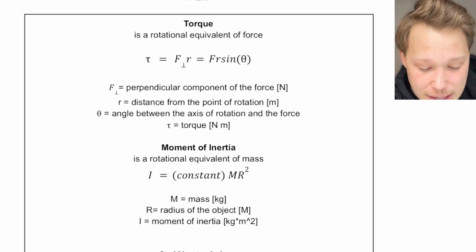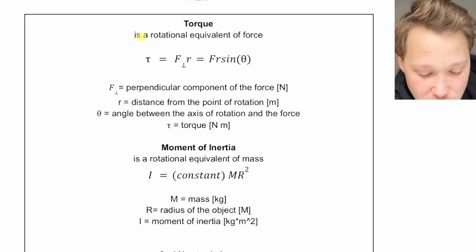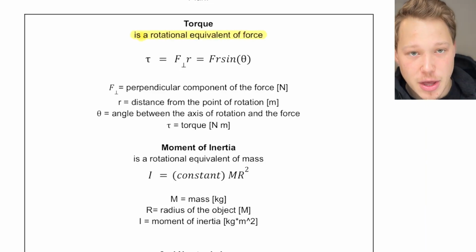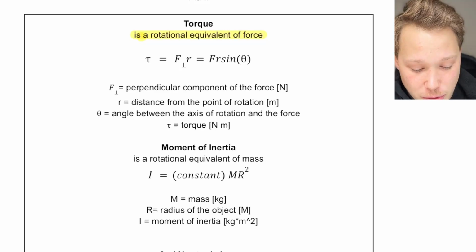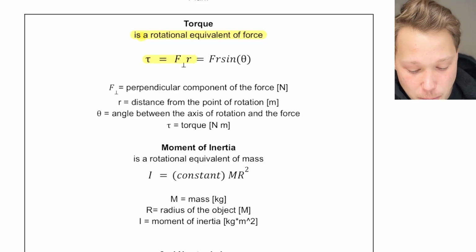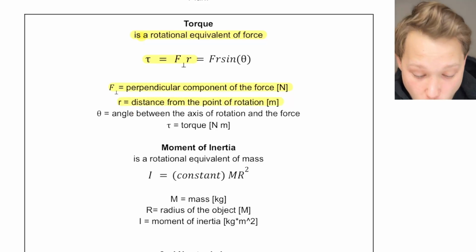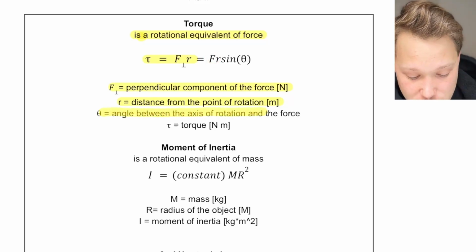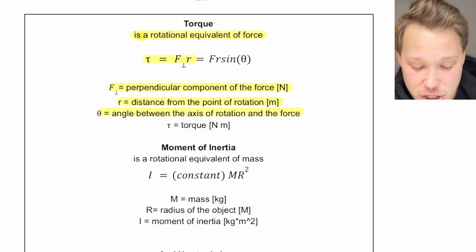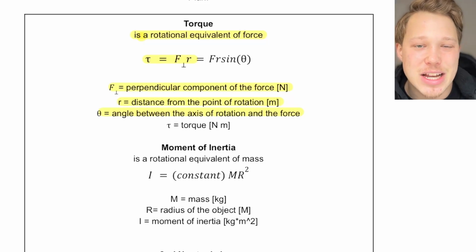So let's start by first analyzing our equation right here. Torque is essentially our rotational equivalent of force. The equation for it is going to be torque is equal to the perpendicular component of the force times the distance away from the point of rotation, or force times distance times the sine of theta, which is the angle between the axis of rotation and the force. Now, what does this actually mean, right?